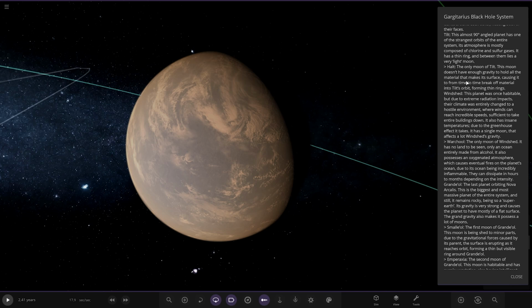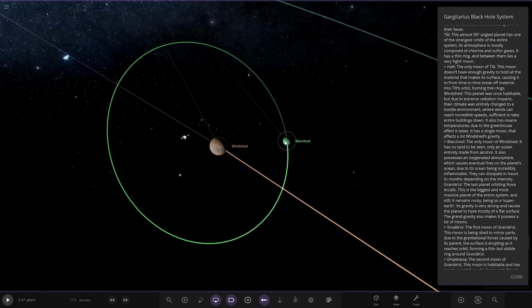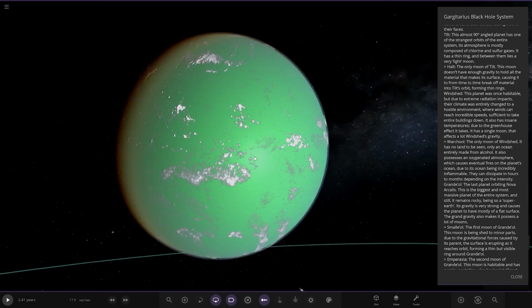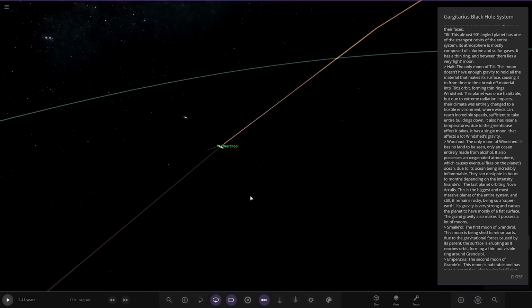Okay, next up we've got Windshed. This planet was once habitable, but due to extreme radiation impacts, its climate was entirely changed to a hostile environment, where winds can reach incredible speed, sufficient to take entire buildings down. It always has insane temperatures due to the greenhouse effect. It has a single moon that affects Windshed's gravity. So that's it there. That's very close as well, actually, that moon. Okay.